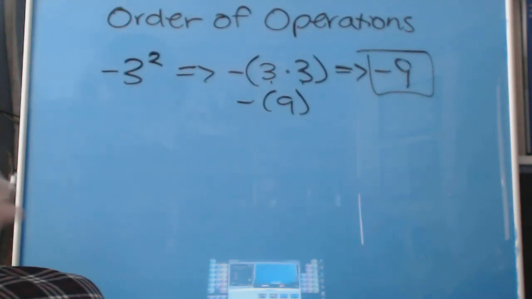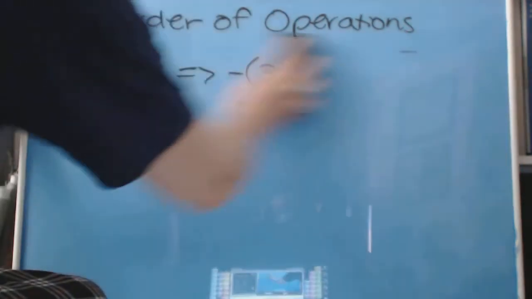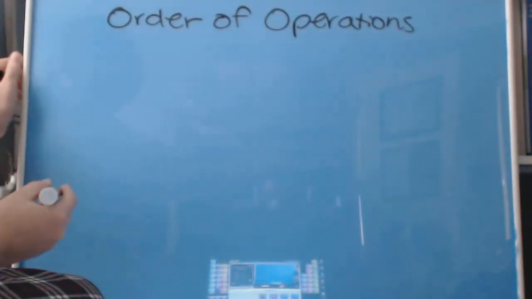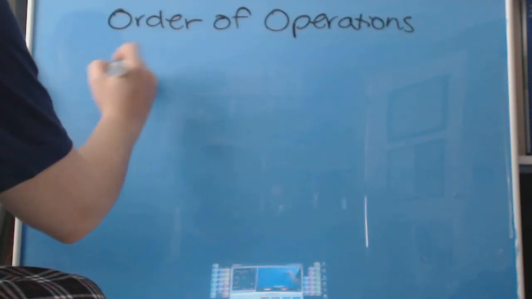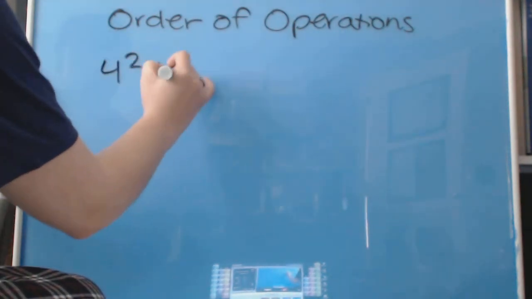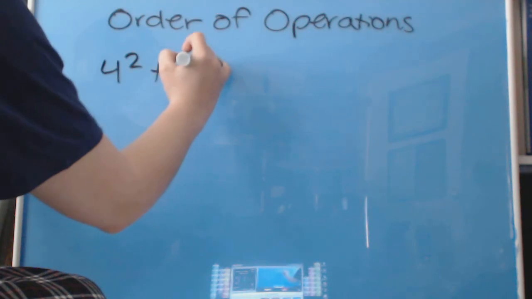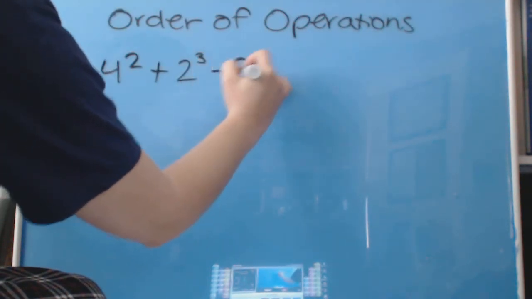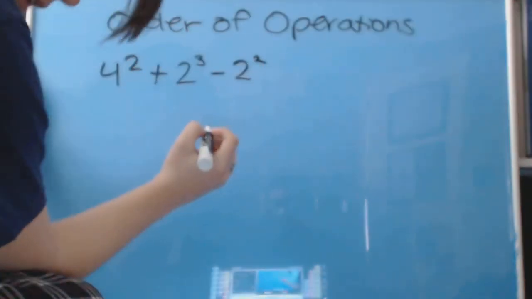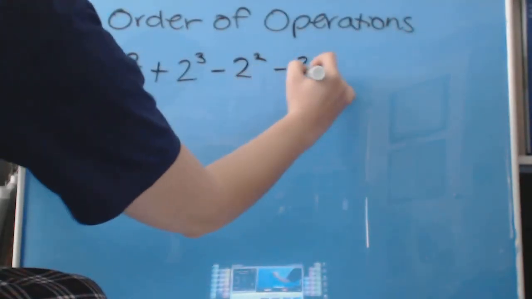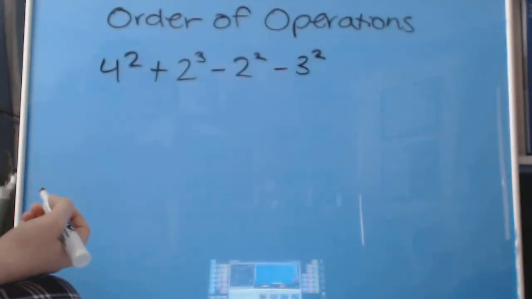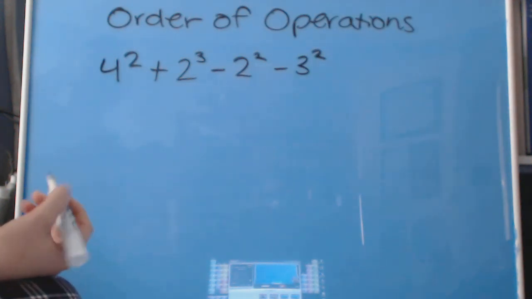Alright. Now on to something that's a little bit more complicated, which means I have to erase this. Bye-bye. Number 57. We've got 4 squared plus 2 to the 3rd minus 2 squared minus 3 squared. Alright. Sure, it looks all ugly and complicated, and I've seen way worse. But it's actually really simple.